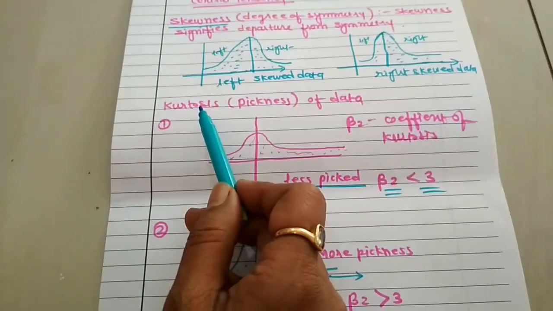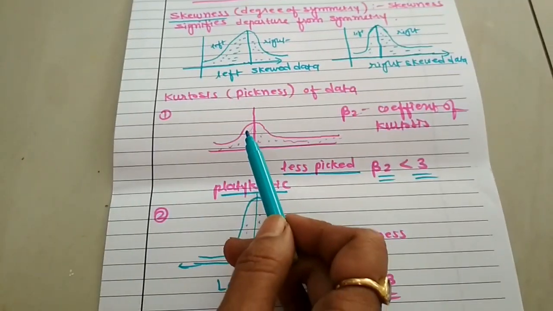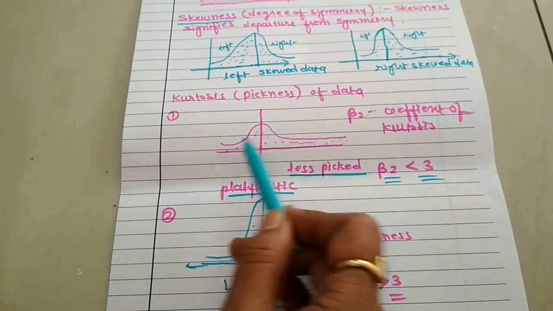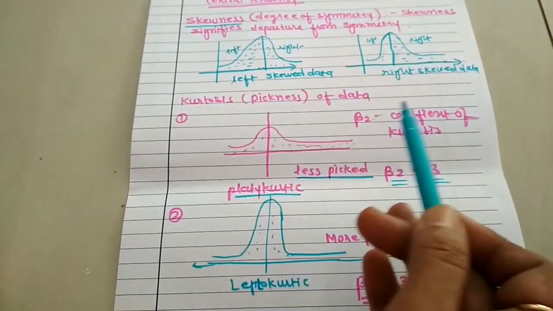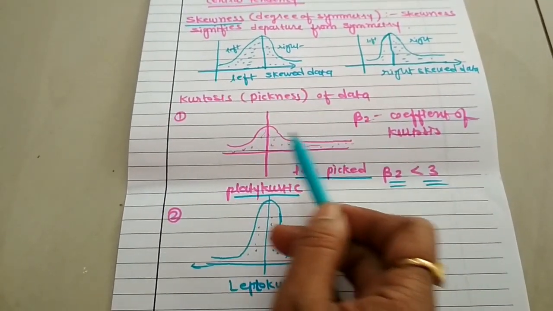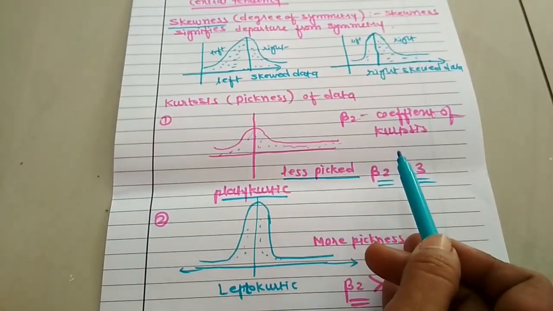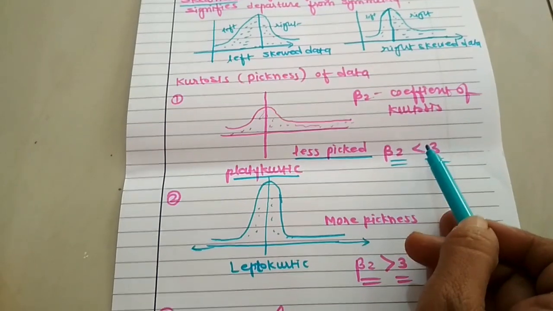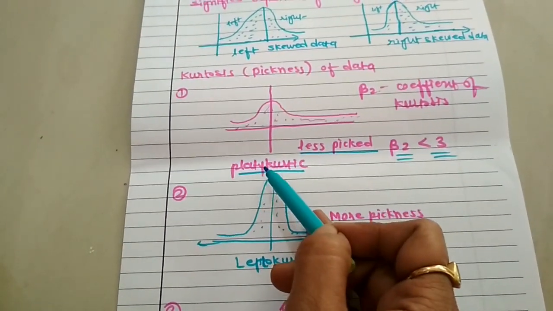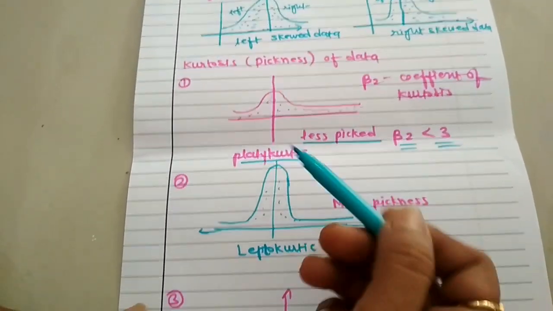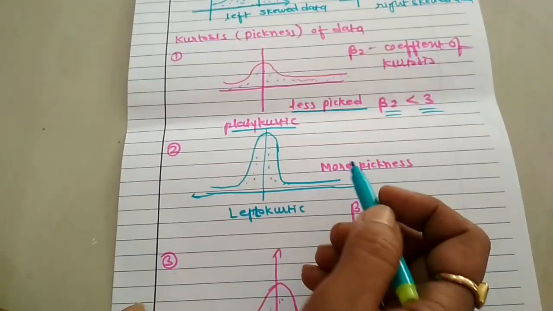Then kurtosis. What does kurtosis give? Peakness of the data. If we plot the graph and less peak data is there, so it is a flat type and beta 2 is less than 3, it is called platykurtic, P-L-A-T-Y-K-U-R-T-I-C, platykurtic.